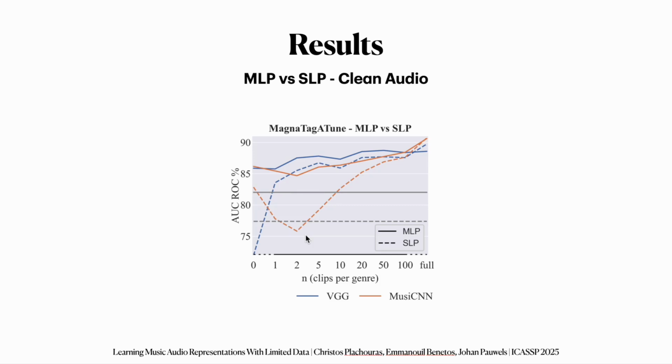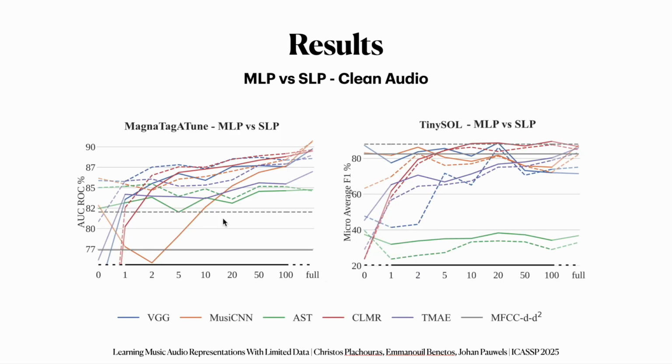This means that there could be meaningful differences in how the model encodes and structures its latent space when different amounts of data are used. This difference is less pronounced for these models when more data is used, which could mean that more data is making the model encode relevant information in a more disentangled manner. However, this isn't necessarily the case for the rest of the models, which show much smaller differences between the SLP and the MLP, both for Magna-Tagatune and TinySol, Beatport as well, but the performance is bad in all cases.